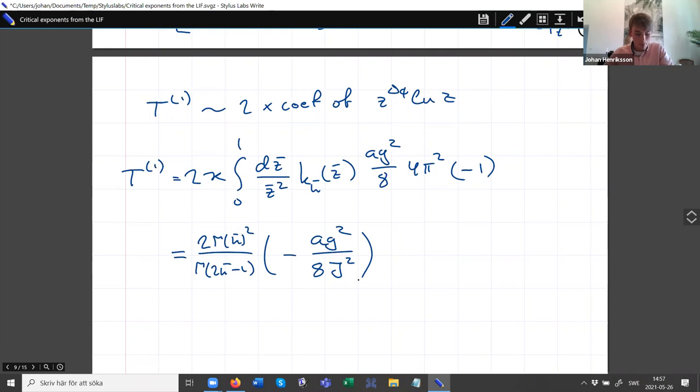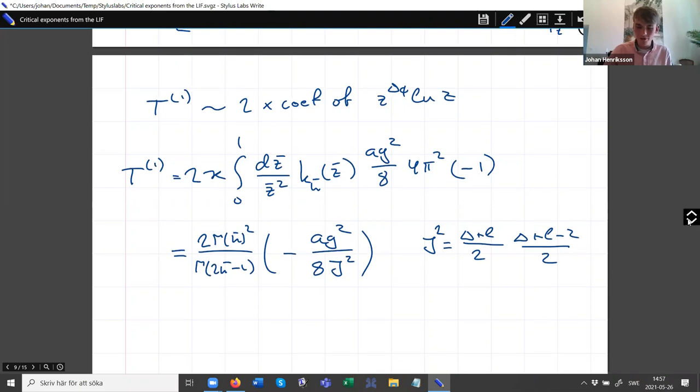So what is this j square? J square is this combination: (delta plus l) over 2, times (delta plus l minus 2) over 2. And it's called the conformal spin. So the specialist will recognize this as the eigenvalue of the Casimir of the light cone. Don't worry about it. You can just use this definition.